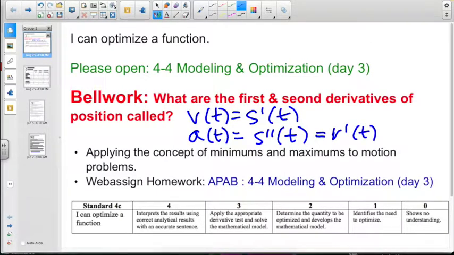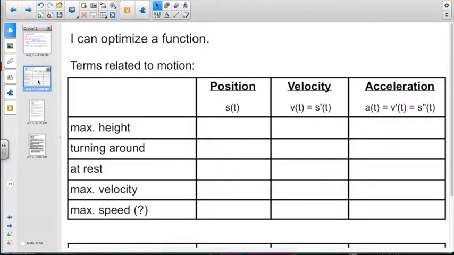And so when it comes to talking about optimizing, we can start talking about things like minimizing and maximizing different aspects of these derivatives. That's what we're going to focus on, looking at motion from an optimizing standpoint. And it makes motion problems go a little more quickly. So let's just take this first row for an example.